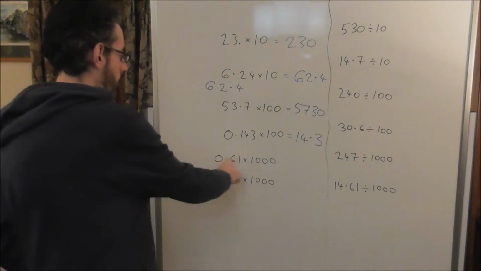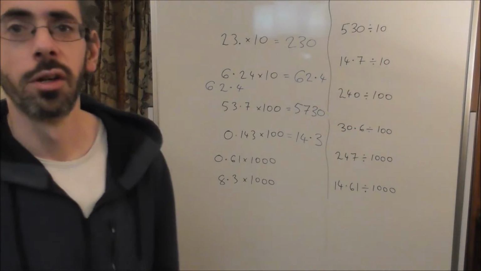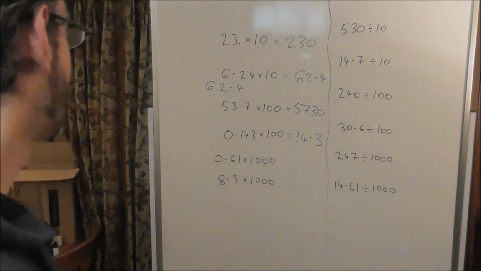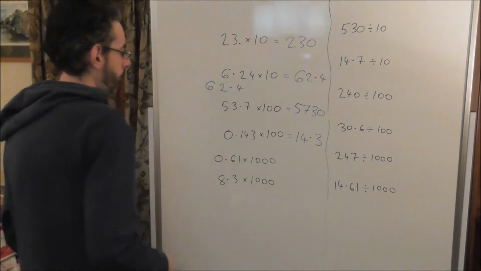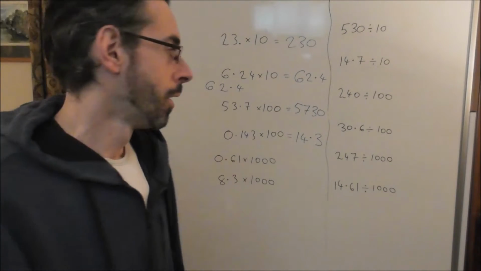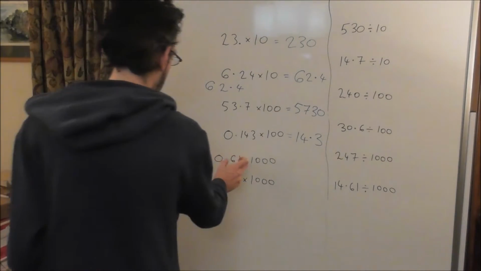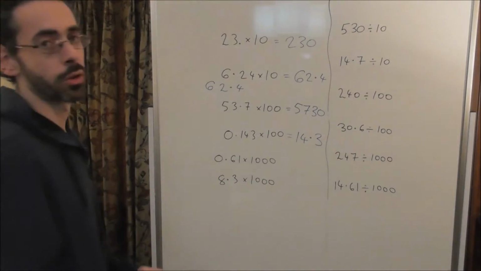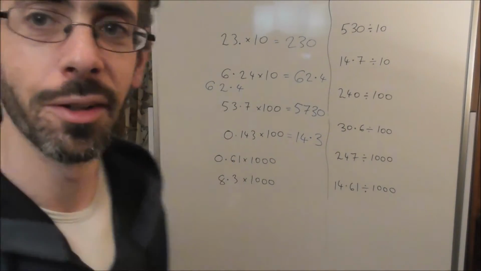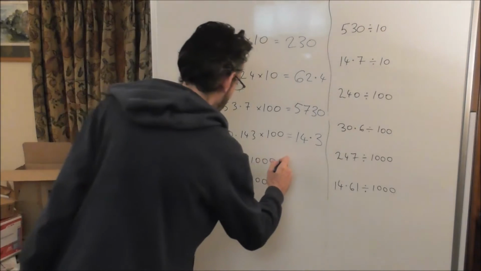Right, 0.61 times 1,000. When you multiply by 1,000, all the digits move 3 places to the left. Now it's going to take 2 movements to the left to get the 6 and the 1 past the decimal point. And then if you move the digits one more time, you're going to have a 0 after the 1. So the answer is going to be 610.